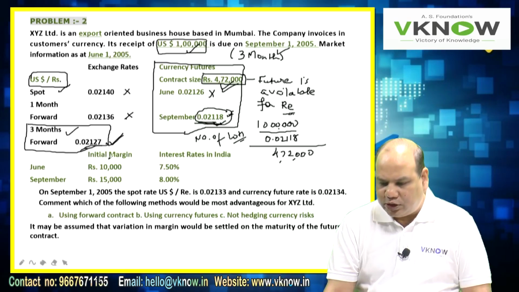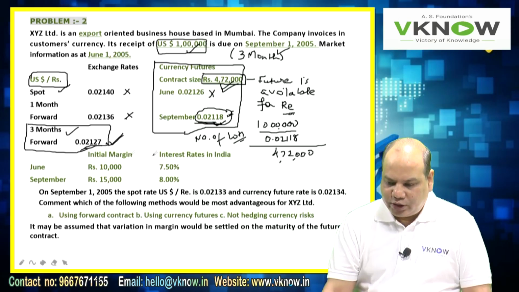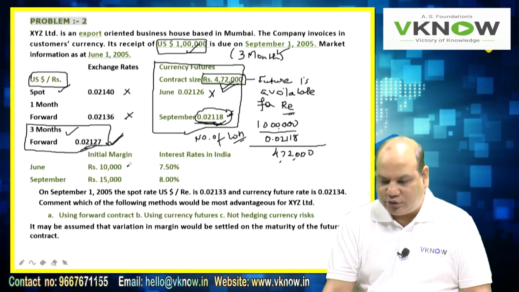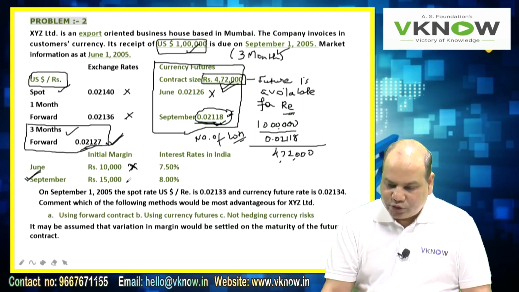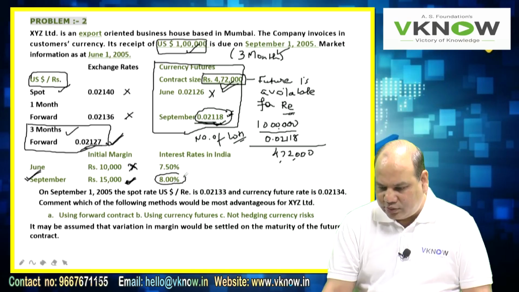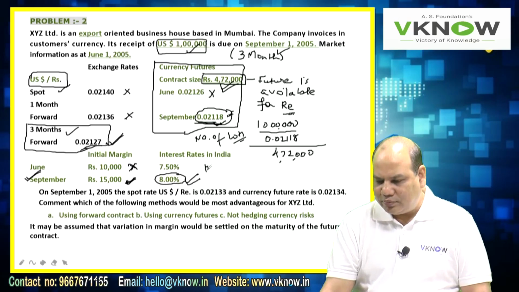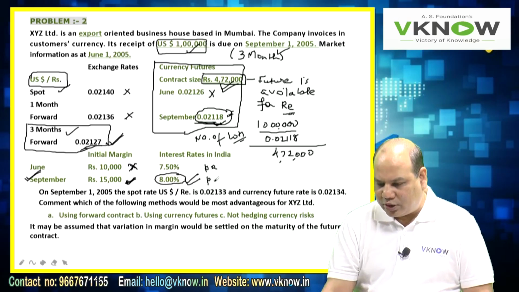Then what they have given: initial margin and interest rate. June initial margin 10,000, not relevant. Why? Because we are going to enter into a September future contract. For September future contract, the initial margin will be 15,000, and on initial margin we will calculate interest at the rate of 8% per annum. This is per annum, even though per annum is not written.